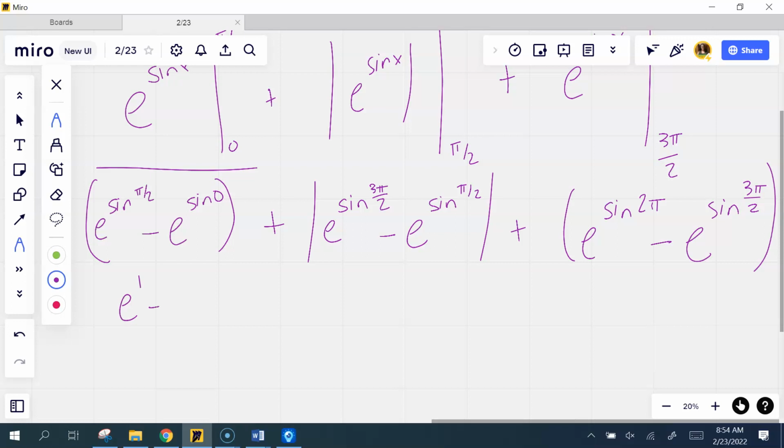1 minus the sine of 0 is 0. Plus the sine of 3 pi over 2 is the answer. And when in doubt, sine of 3 pi over 2 is negative 1. Sine of pi over 2.